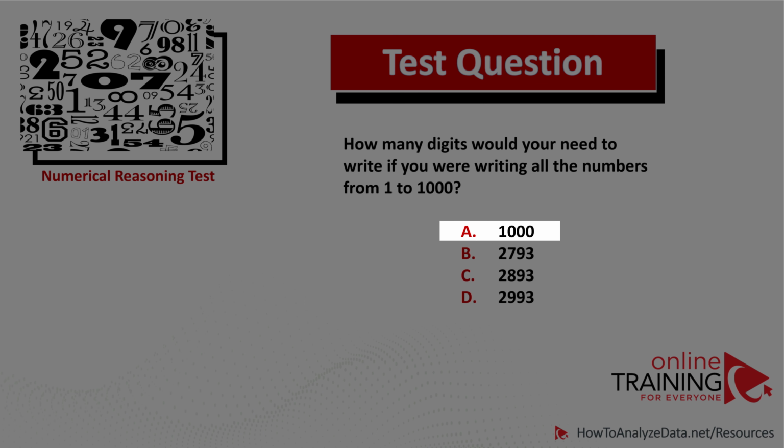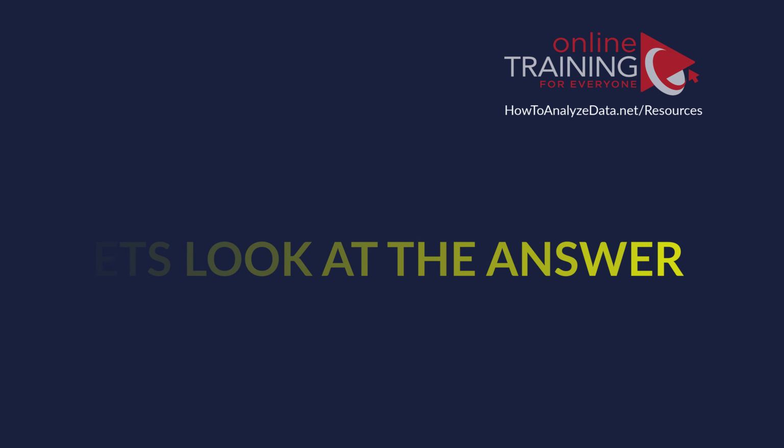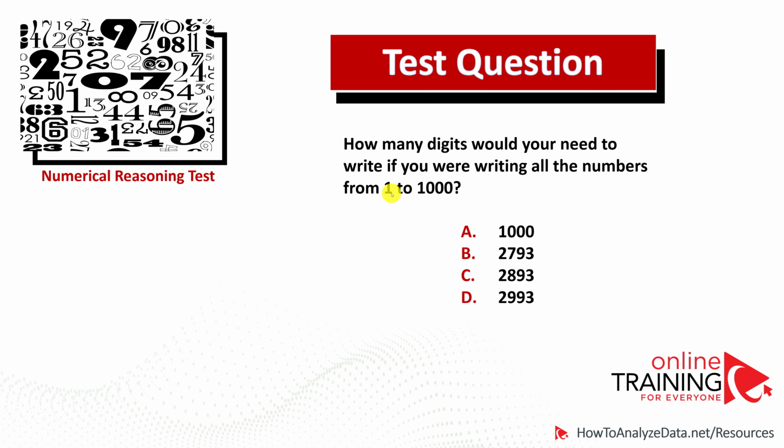Choice A, 1000. Choice B, 2793. Choice C, 2893. And choice D, 2993. Do you think you know the answer? Let's see how we can approach and solve this challenge together. The key to solving this type of challenge is to understand that there are 4 types of numbers that we will be dealing with.